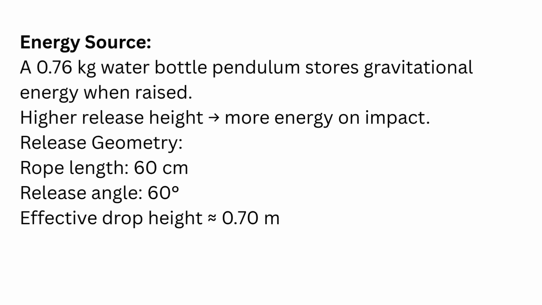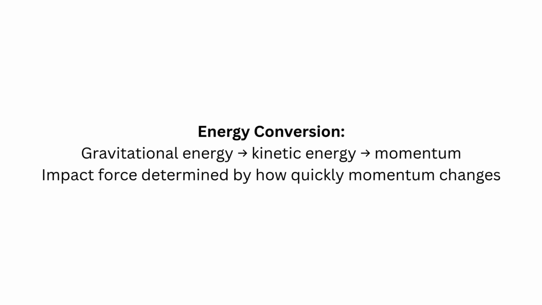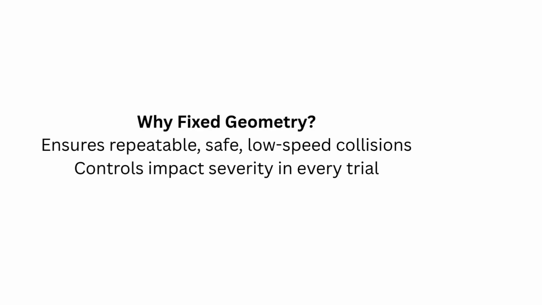The impact severity is governed by the pendulum's release height, which in turn depends on the rope length. The suspended mass of 0.76 kilograms starts at a gravitational potential energy of mgh. As the bob swings down, the potential energy converts into kinetic energy, boosting velocity and momentum. And so because we know that the impact force equals the change in momentum divided by the short collision time, a higher release height and therefore larger h produces a proportionally larger force. To keep tests repeatable and yet classroom safe, we fix the geometry at 60 degrees with a 60 centimeter rope, giving us approximately a height of 0.7 meters.